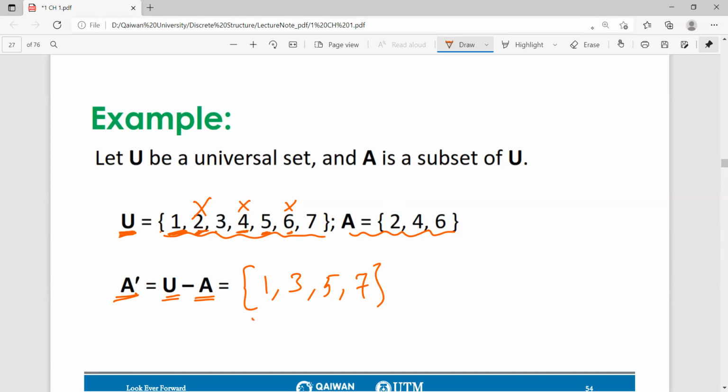Okay? This set is the set of A complement. As you see, it's the set of elements of U which are not in A. Or we can say we just subtract the elements of A from U. Here the elements of A are these three elements. You extract these elements from U, and what's left? It would be A complement.